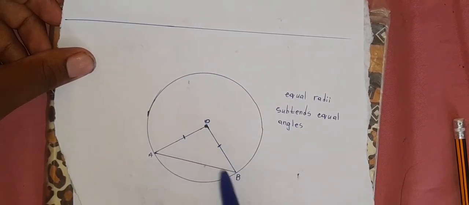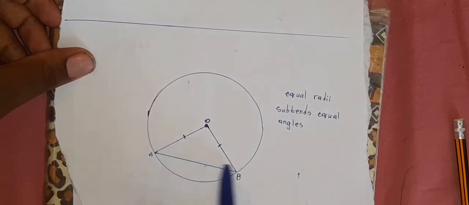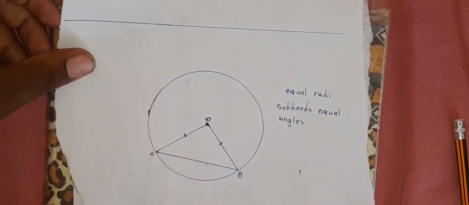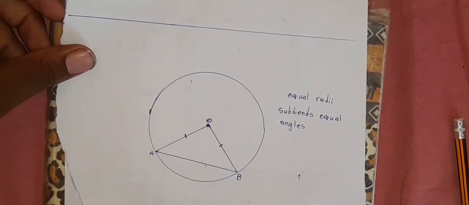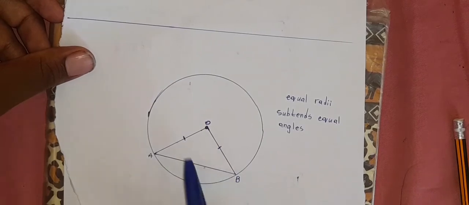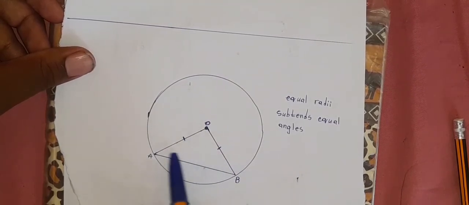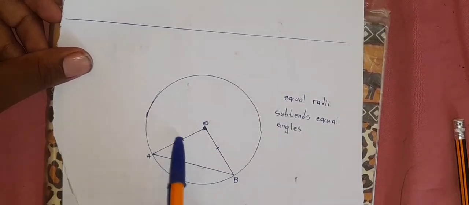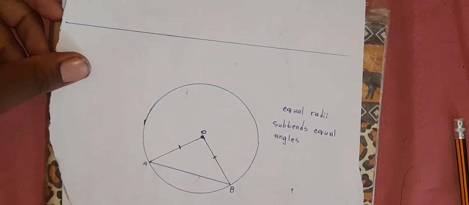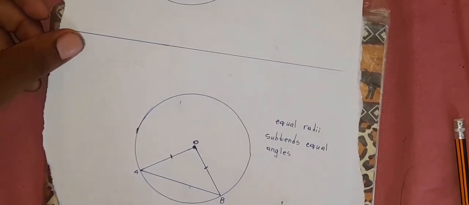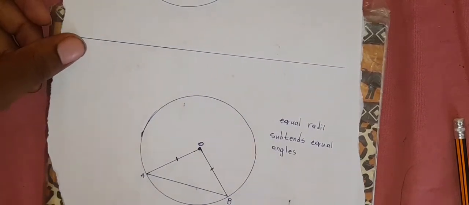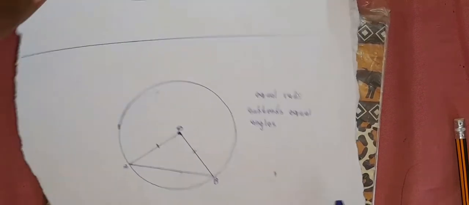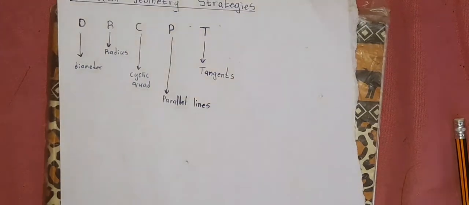If this is a radius and this is a radius, then these angles here are equal. Remember the isosceles triangle properties that we talked about in the previous video. If these lengths here are equal, then their adjacent angles are also equal because they are angles opposite equal sides. When they tell you about a radius, if they say AO or OB is a radius, remember this theorem here.